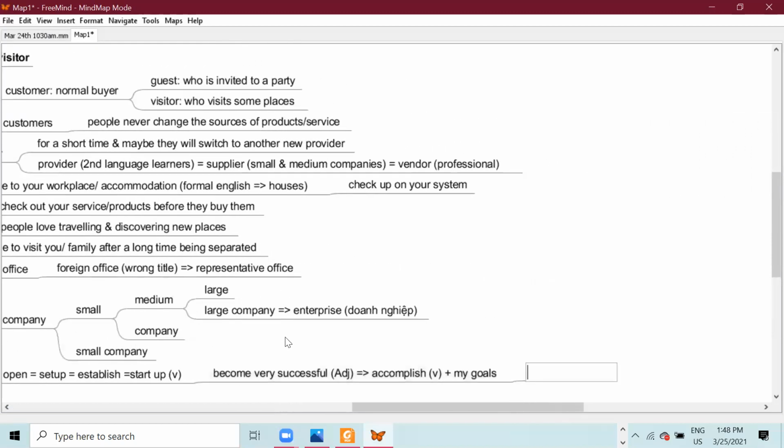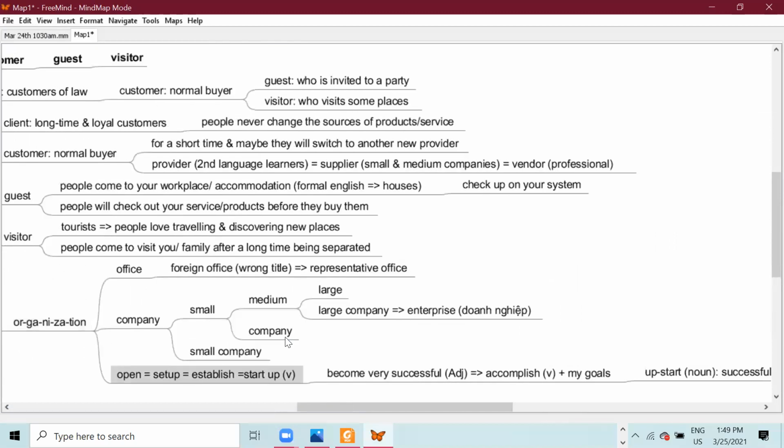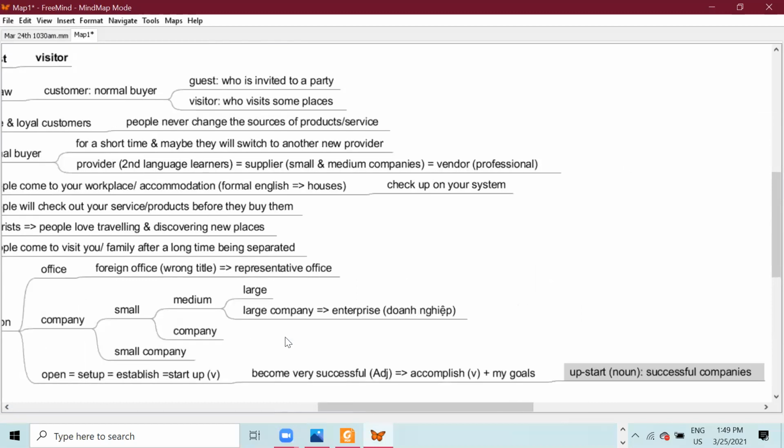So when you become successful and accomplish your goals, you become an upstart. Upstart is a noun for successful companies, just like this. Open, set up, establish, start up, become very successful, accomplish my goals.